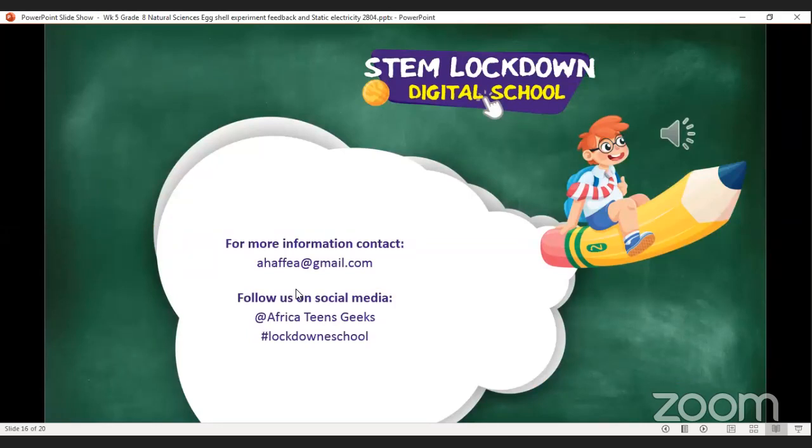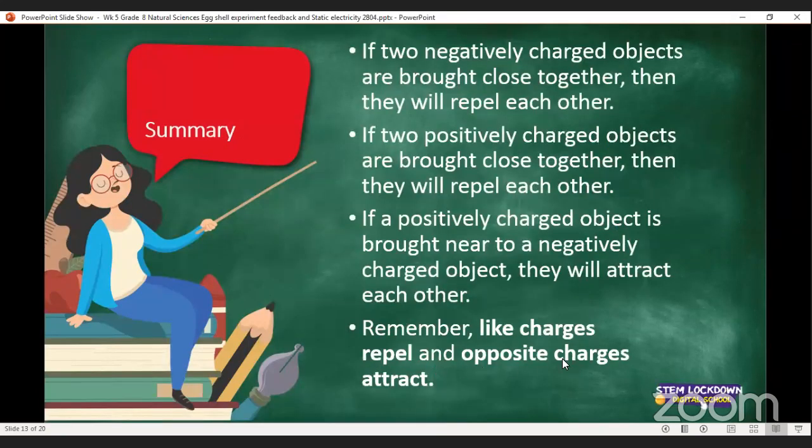Okay, the most important thing that you need to know here is this: like charges repel each other and opposite charges attract each other. That's the most important. So I'll show it to you in the slide quickly.